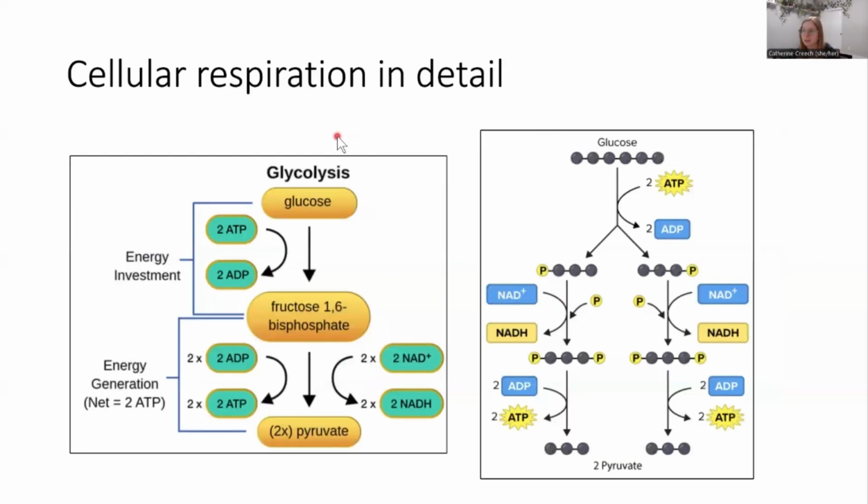Step 1 of cellular respiration is glycolysis. When we do glycolysis, we are taking a 6-carbon glucose. Each of these balls is a carbon, and we are splitting it into 2-carbon pyruvate. To do that, you have to invest energy. So there's the energy investment phase and the energy generation phase. Put 2 ATP into it.